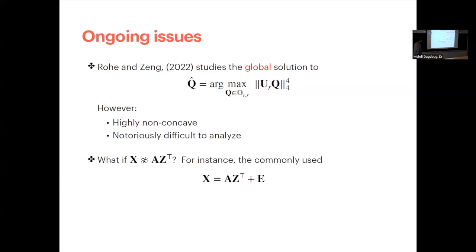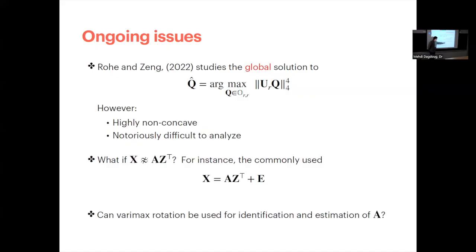For instance, a well-known, commonly used factor model is the following. You have an additive error E on top of those low-rank components. Under this model, what would varimax deliver? That's the second question. And the third question, following up on this model. This is a classical factor model, and a very interesting aspect of this model is to try to understand the loading matrix A, which is a P by R matrix. That essentially tells you how the observed variables are related with each of these latent components. So the estimation and identification of this A is also a very important research question to study.